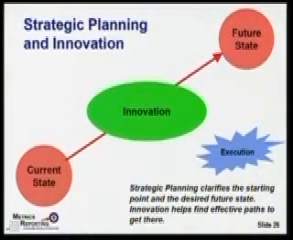I like this slide. It talks about defining your current state and you want to get to a future state, and you use innovation as a pathway or a tool. And the successful ones are done through good execution. So strategic planning clarifies the starting point and the desired future state, and innovation helps find the effective paths to get there.